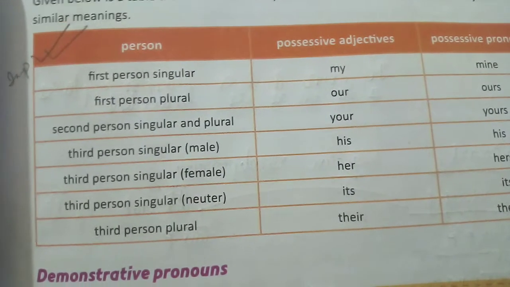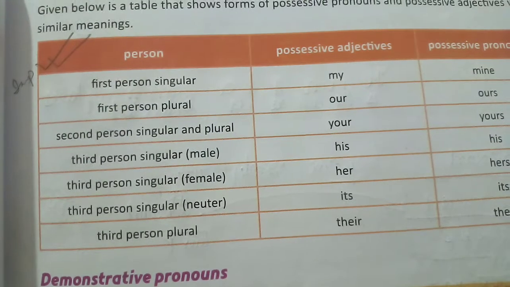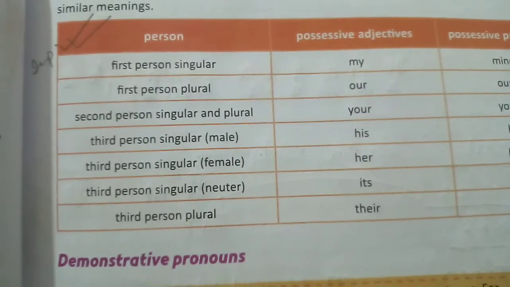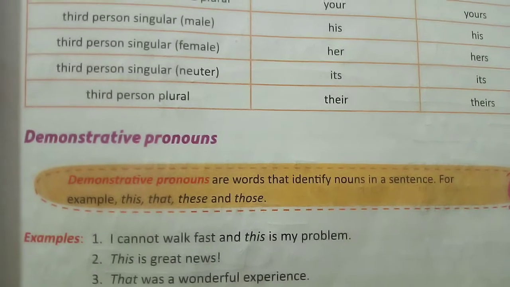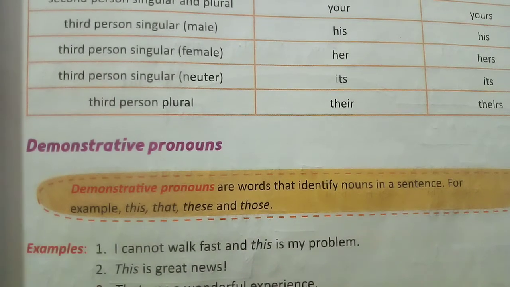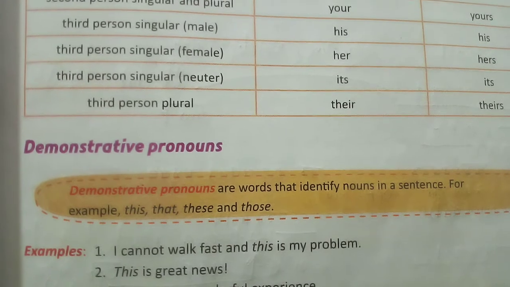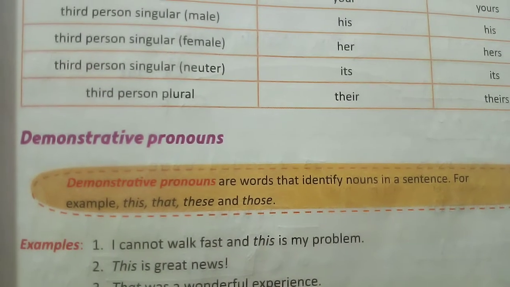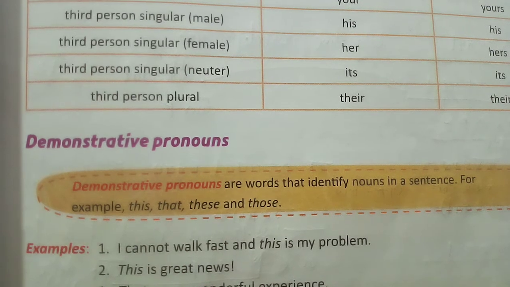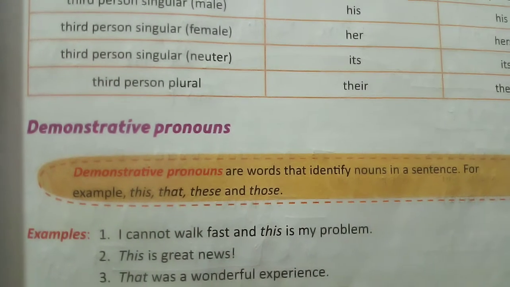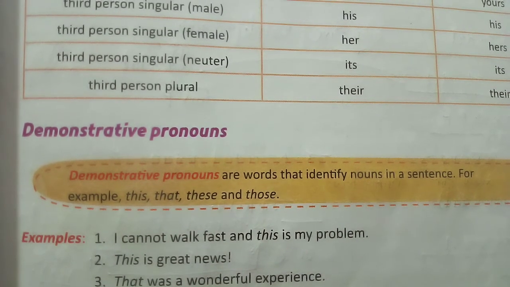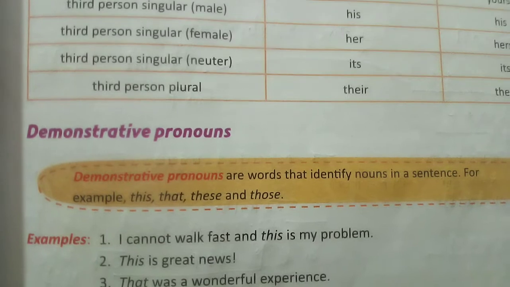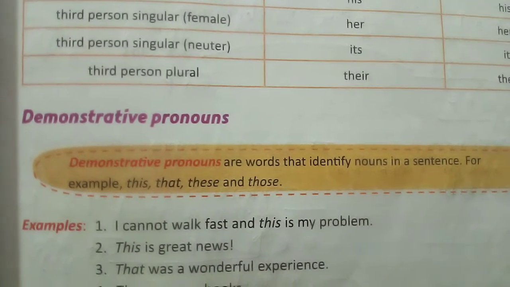What are possessive pronouns? They are the words that refer to possession, like mine, ours, yours, his, her. They are known as the possessive pronouns. We'll talk about the demonstrative pronouns. They are the words that identify nouns in a sentence. For example, this, that, these, those. Whenever the word demonstrative comes, it should click into your mind that the words this, that, these, those are related to the demonstrative.